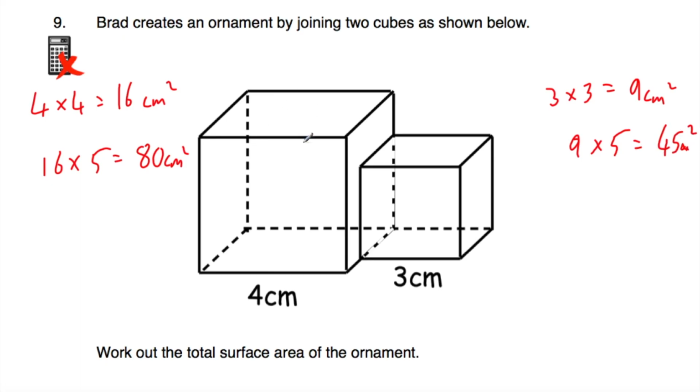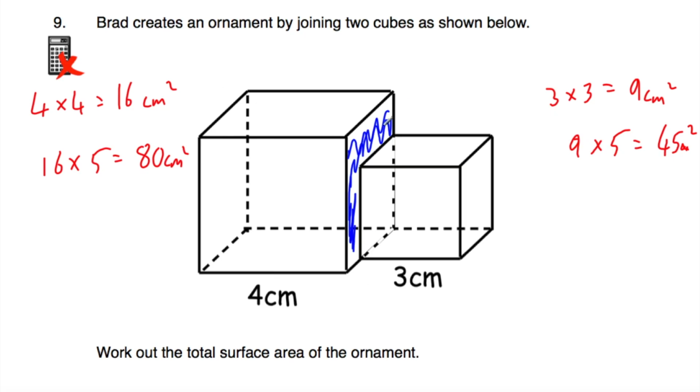So we've now found the area of all the faces of this ornament except for this shaded part here. This shaded part is on the surface of the ornament, so we need to find its area. I'm just going to change the colour of ink here to blue. So we want to find the area of this shaded part here. And then once we find the area of the shaded region, we can add it to 80 and to 45, and that'll be the total surface area of that ornament.